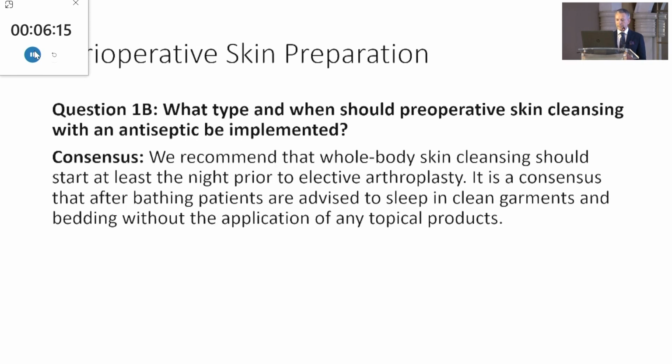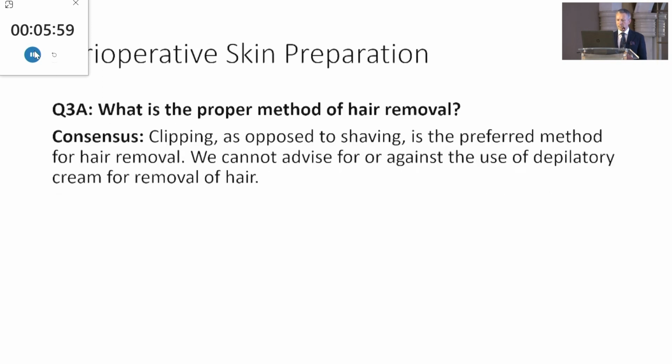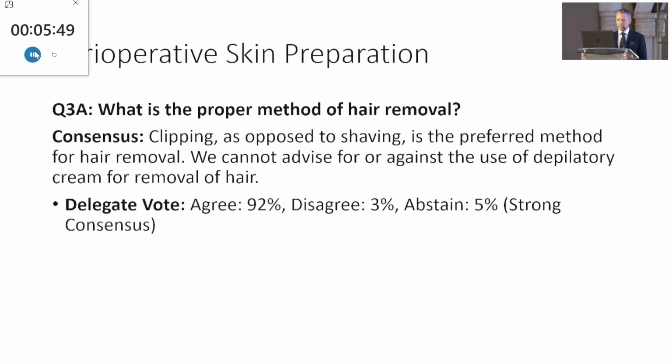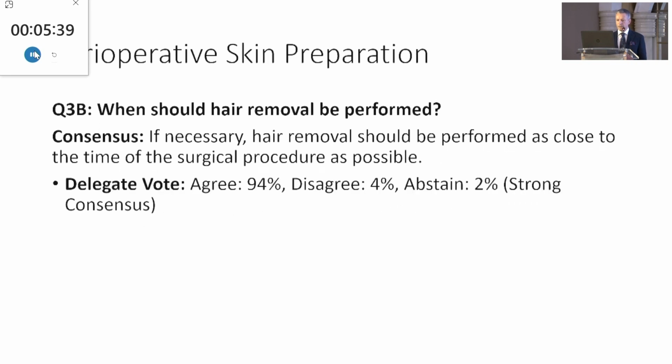So what type and when should preoperative skin cleansing be implemented? It should be at least one night prior to elective arthroplasty, and the consensus rate was 85% at the meeting. When we come to skin preparation in terms of hair removal, the consensus was 92% in favor of hair clipping. And when should it be done? It is advised to be as close to the time of the surgical procedure as possible, and the consensus was 94% of all the delegates at the meeting.